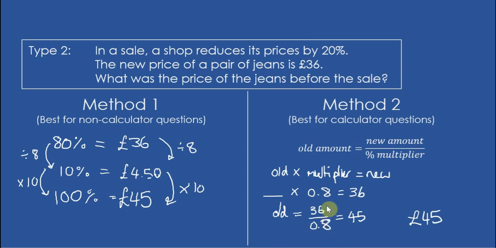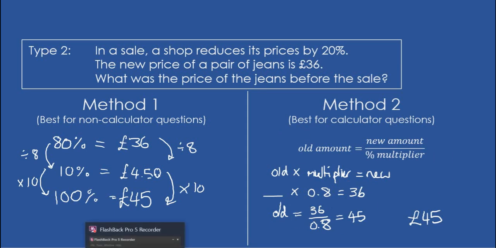Lots of people are tempted to just increase that price by 20% and think that that would give them the answer. If you think about that, 10% of that would be £3.60, so 20% would be £7.20. If we increase that by £7.20, we would get a price of £43.20. So not the right answer. And the reason for that is 20% of this number is not the same as 20% of the original amount. Okay, so that's why just increasing it by 20% again won't work. You have to use a division if you are going to use this method.